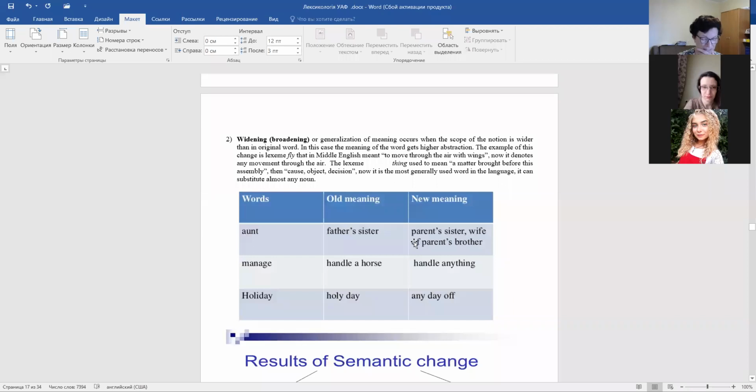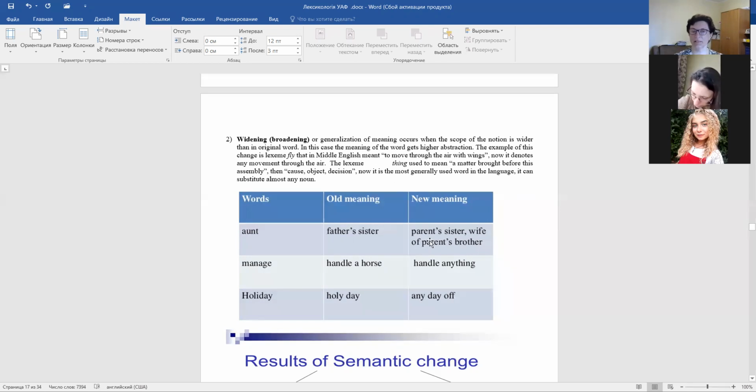Widening. And the other name for widening would be broadening. You widen or you broaden. Or generalization of meaning occurs when the scope of the notion is further than in the original word. In this case, the meaning of the word gets higher abstraction. The example of this change is the lexeme fly, that in Middle English meant to move through the air with wings. Now it denotes any movement through the air. The lexeme thing used to mean a matter brought before the assembly, then cause, object, decision. Now it is the most generally used word in the language. It can substitute almost any noun.